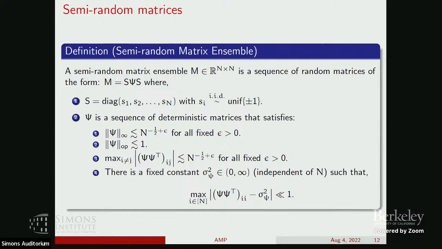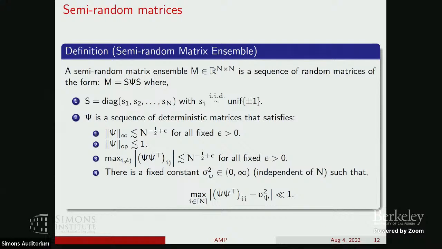And then I'll make some structural assumptions on the matrix psi. Specifically, I'll assume that the matrix itself is delocalized, roughly at the order 1 over root n. The operator norm is of order 1. And essentially what conditions 3 and 4 tell you is that the matrix psi transpose basically has to look like a diagonal matrix with all equal entries on the diagonal in the L infinity norm.